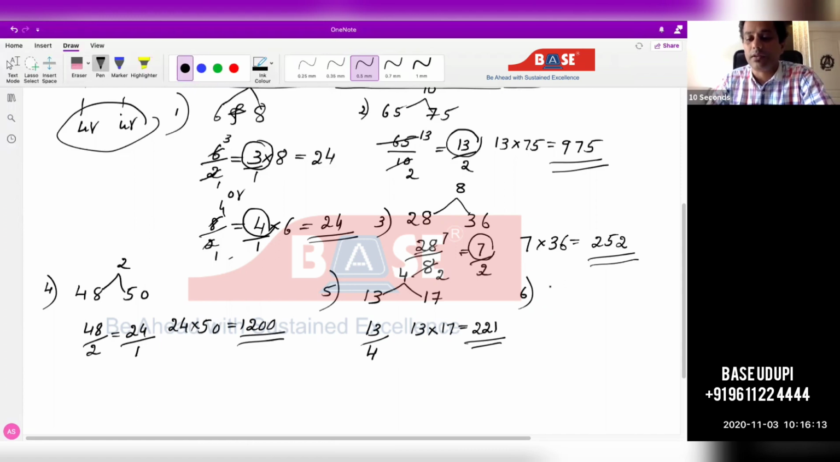Say if I take 36 and 48. The difference is 12. 36, if I divide by 12, it is 3 divided by 1, or I can just write 3 also. 3 into 48, 144 is the LCM.